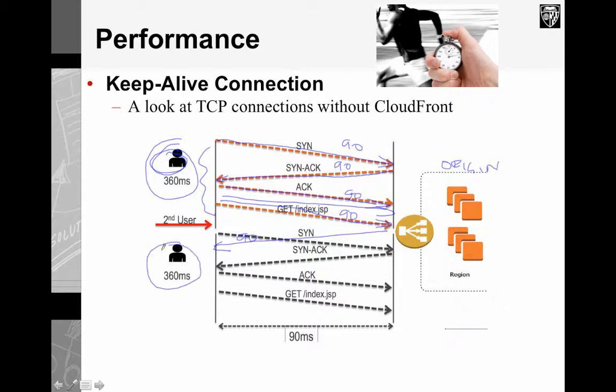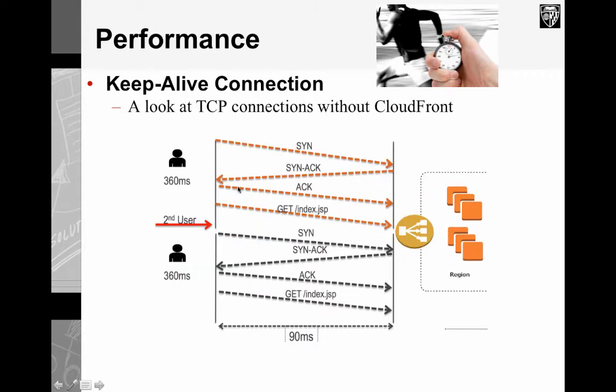And if the second user wants to get the same content, the second user also goes through the SYN, ACK, and then the GET call, and then finally the server will respond back with the content. That's another 360 milliseconds. Now this is if you do not have any CloudFront. But let's say you have Keep Alive and you have CloudFront, and see if we can actually improve the performance of our system.